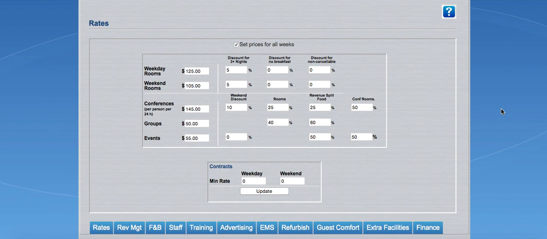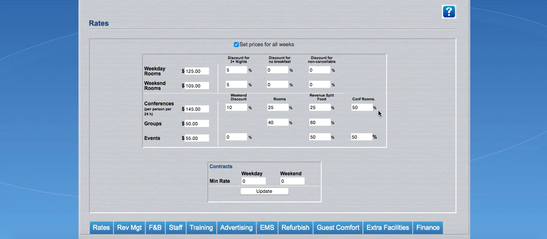Underneath, so within the section for conferences, groups and events, you're able to choose the revenue split that you wish to have. By revenue split, what we mean is if we take conferencing as an example, within conferencing you have an element of rooms, you have an element of food and beverage, and you have an element of conference rooms. So here we can see rooms at the moment is set to 25%, food and beverage is set to 25%, and conference rooms is set to 50% as well. I'll tell you for free that those are not the best percentages that you should have within this area.